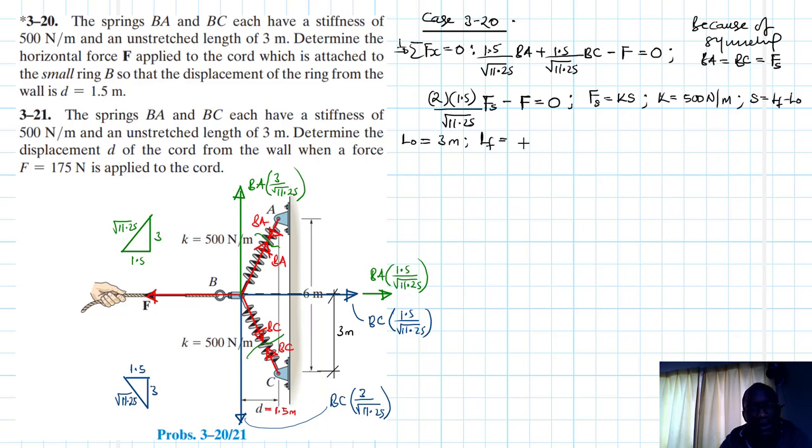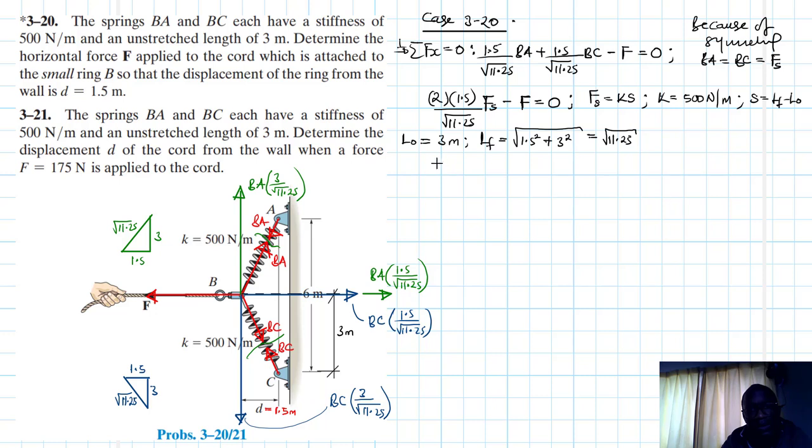And then L final, we've already found it, is just equal to the square root of 11.25, which we found is just 1.5 squared plus 3 squared, and this gives us root of 11.25. So with this information, we can therefore plug everything in.